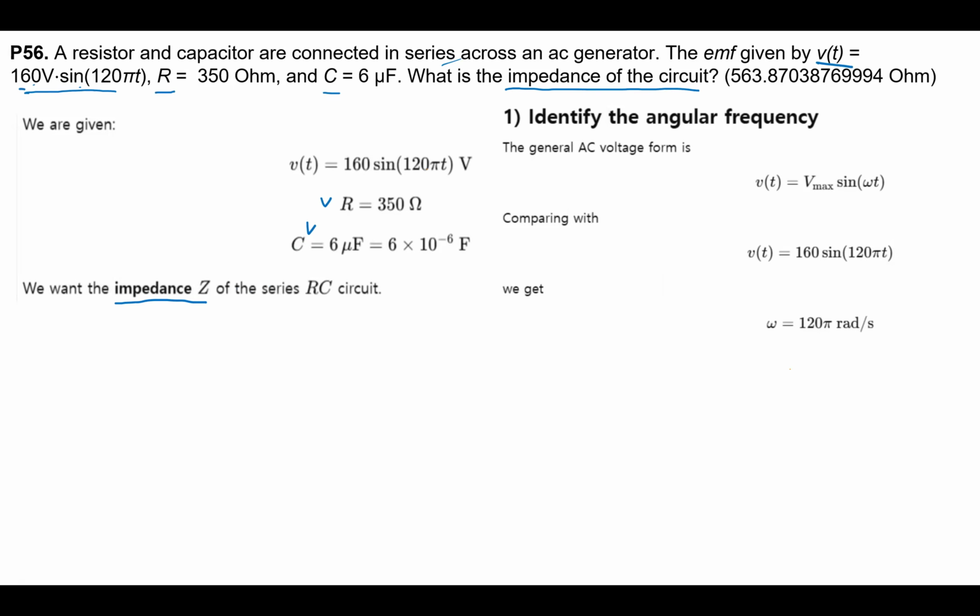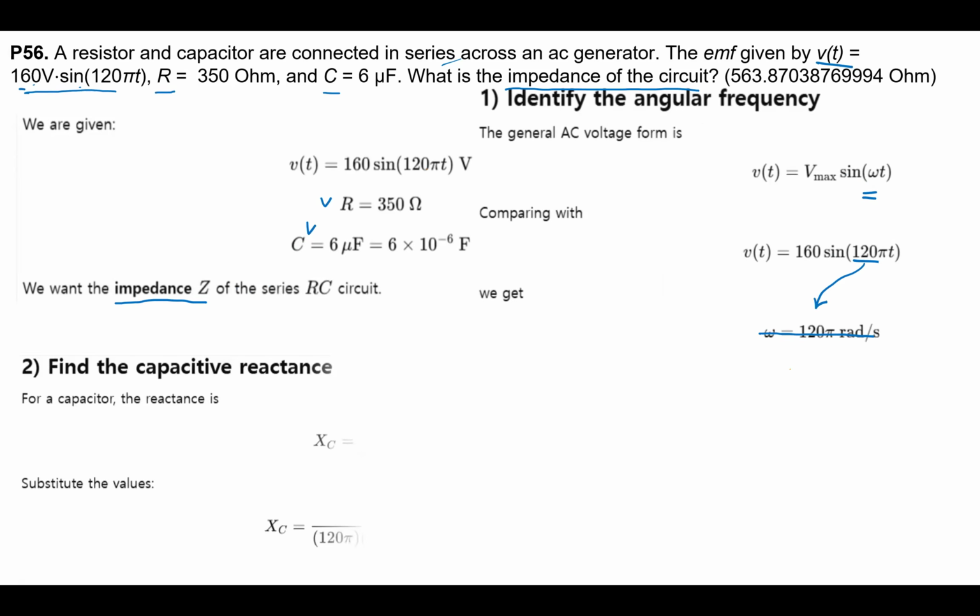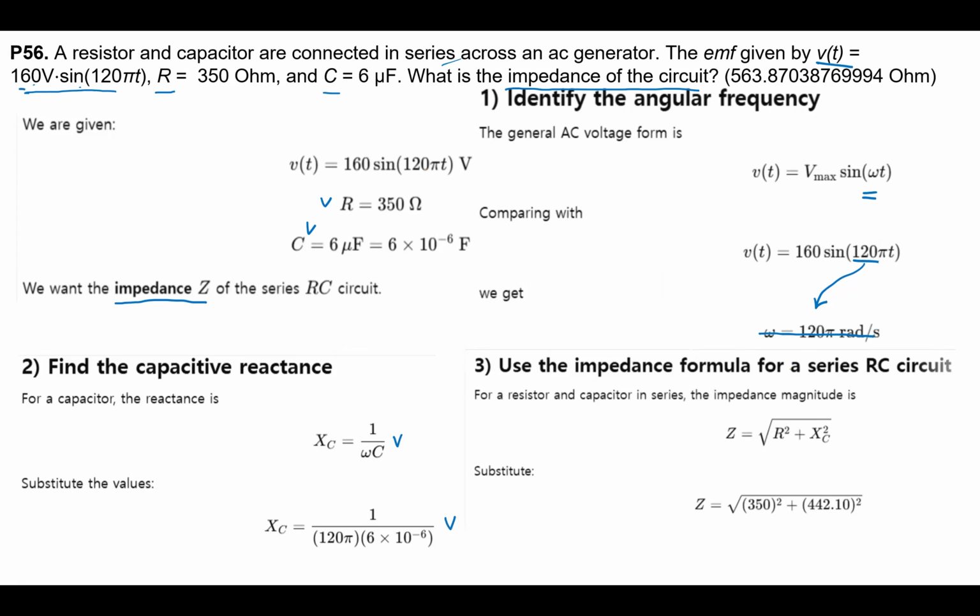In this case, it is absolutely important to know the omega, the angular frequency. So we have this, and from this you get omega. Once we get omega, then we can find the capacitive reactance given by this formula, so that we get this value for the capacitive reactance, and then the impedance formula for the RC series.